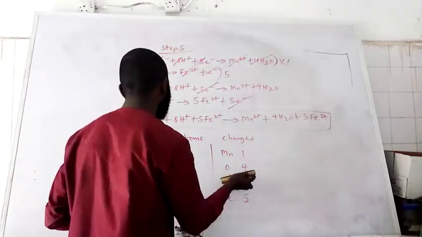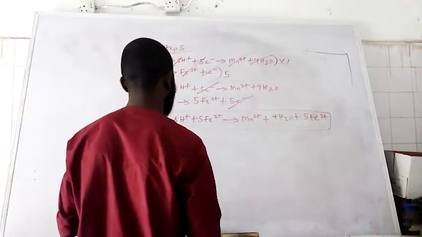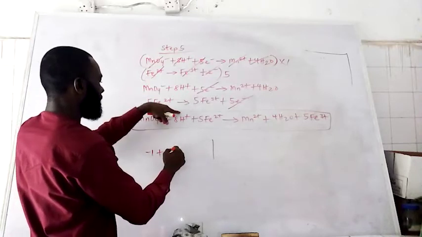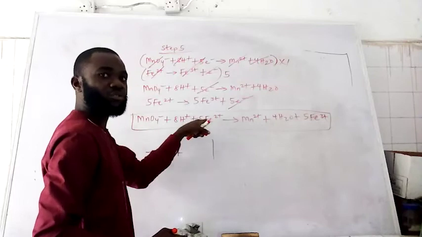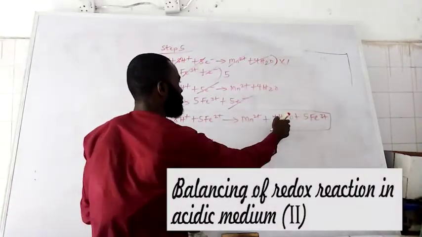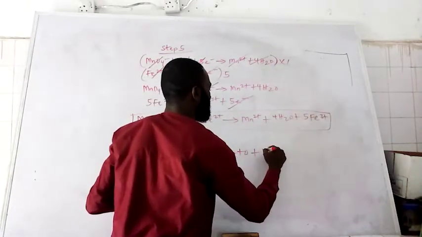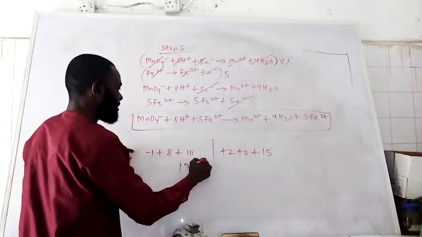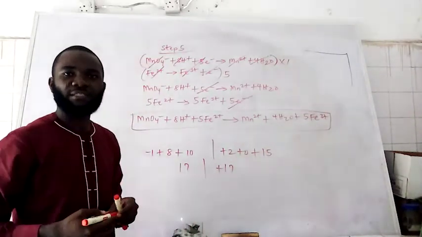For the charges, on the left hand side, I have -1 plus 8 plus, and I have 5 atoms of Fe2+, so that's 2 times 5, which is 10. Then on the right hand side, I have +2 plus 0, no net charge, then plus 3 times 5, which is 15. So -1 plus 8 is 7. 7 plus 10 is 17. 2 plus 15 is 17. So the atoms are balanced and the charges are also balanced.